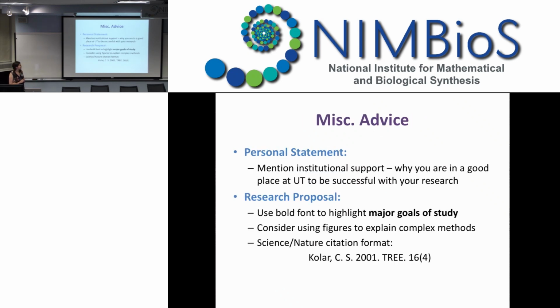Yes. So then I just got a page of miscellaneous, specific advice that I thought was helpful. For your personal statement, they really liked that I mentioned specific institutional support. So I talked about why my advisor, what he did and why that was going to be helpful. I talked about Nimbus. I do math as well. I have a math component of my research, so I talked about that.